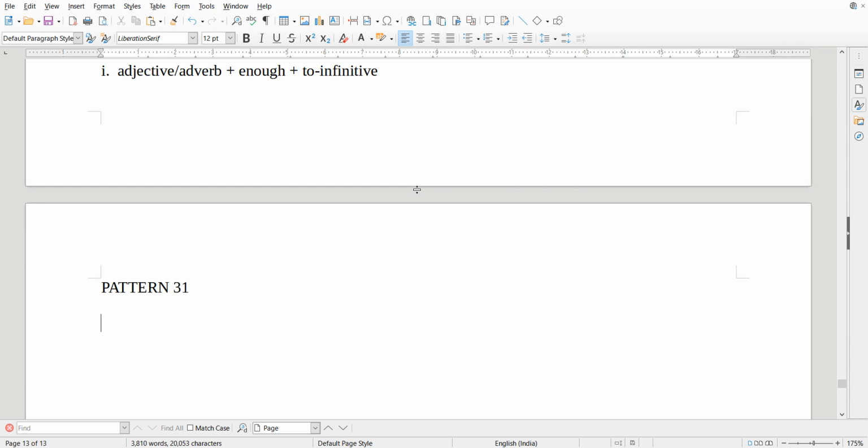Okay, this is similar to structure pattern 29. So it is so dark that you can't see a thing. So it's so dark that you can't say anything. I think here it means anything. Okay, it's kind of idiomatic.